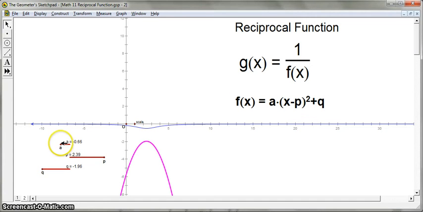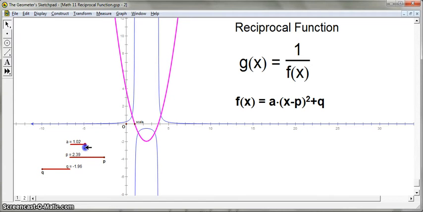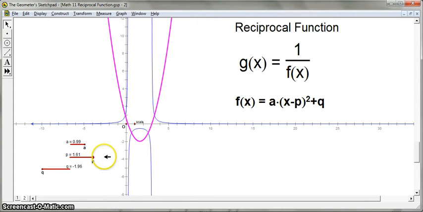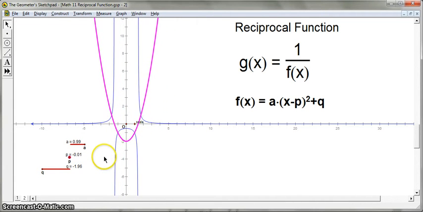And here I can adjust my a. So let's make my a equal to 1. And let's make my p and q to be 0. So I have a basic quadratic function. When they both equal 0, my function is y = 1x², right? y = x².